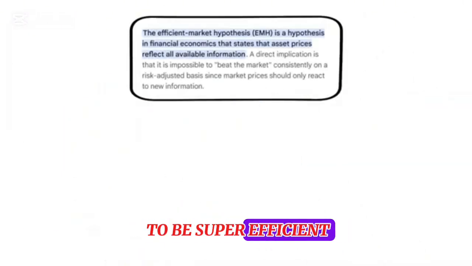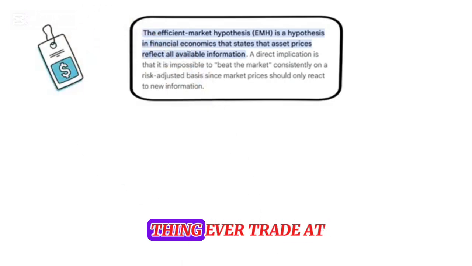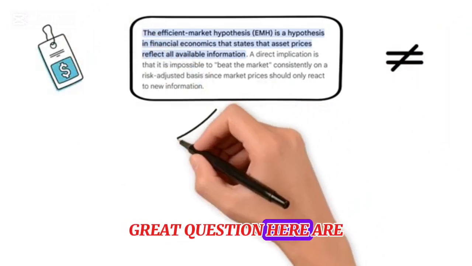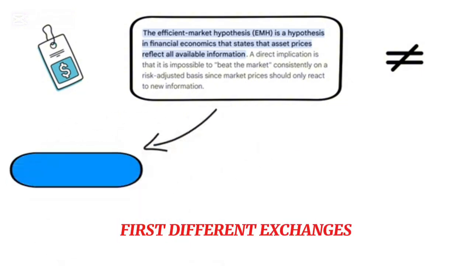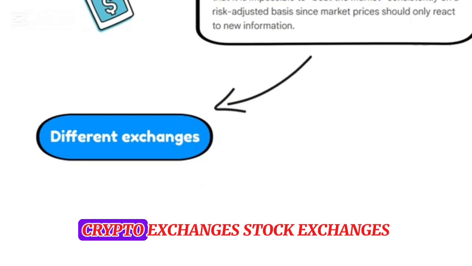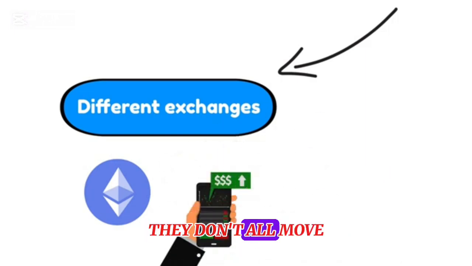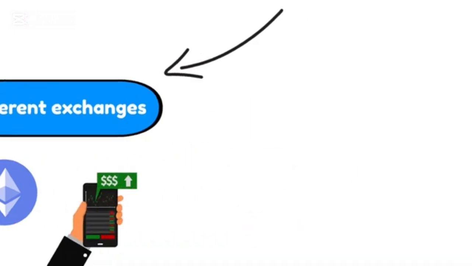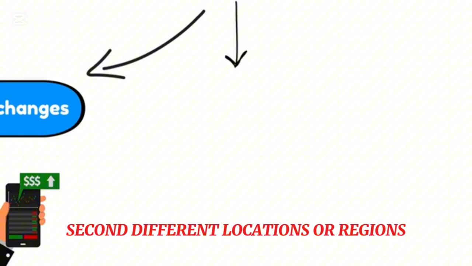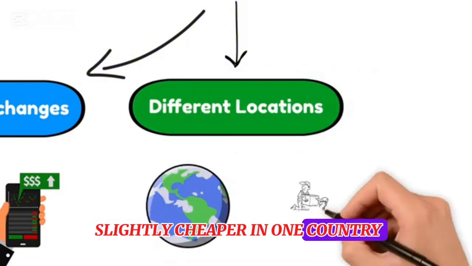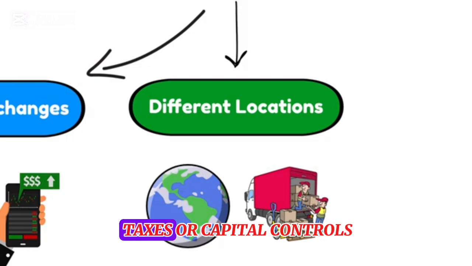But first of all, if markets are supposed to be super efficient, why would the same thing ever trade at two different prices? Great question. Here are the main reasons. First, different exchanges. Crypto exchanges, stock exchanges in different countries, they don't all move at exactly the same speed. Second, different locations or regions. An asset might be slightly cheaper in one country because of local supply, taxes, or capital controls.